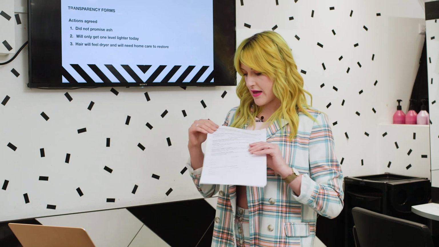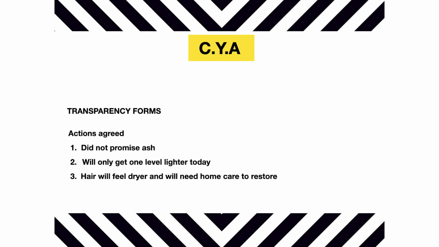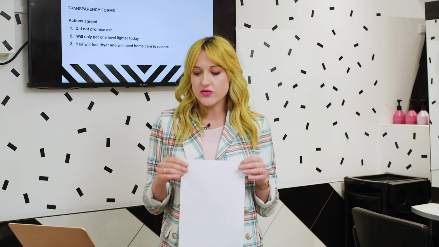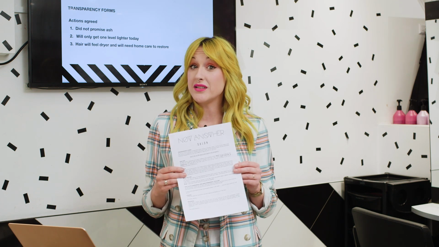On the bottom, it has actions agreed. We'll say things like, did not promise ash, will only get 1 level lighter today, hair will feel drier and will need home care to restore. Guys, actions agreed is about anything that you think your client is going to complain about. Anything you think she will email in next week about, like it's a bit warmer than I expected, or I thought it'd be lighter than this. I think these forms will be really important because I really feel that we need to protect ourselves with the amount of colour corrections that we're going to be doing. And in a minute, we're going to talk more about colour corrections.